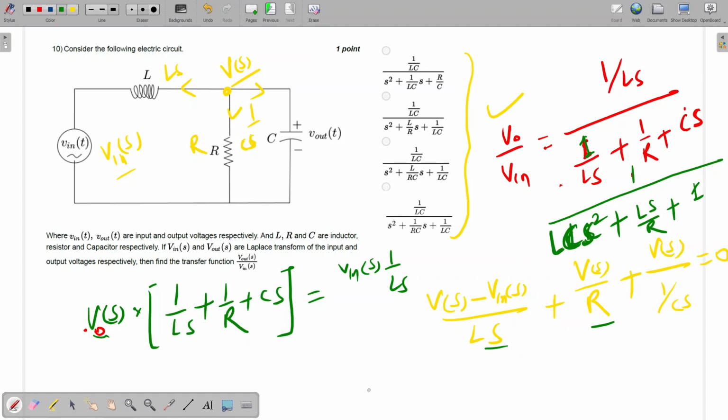If you take 1 by LC common, that will be on top. It will go 1 by LC divided by S square plus 1 by RC into S plus 1 by LC. Like this, we are getting an option. So this is the transfer function: 1 by LC over S square plus 1 by RC into S plus 1 by LC. This is the correct option, I think. Okay. So this was the last question.